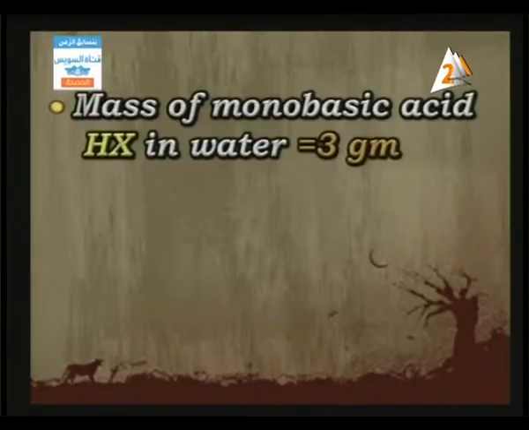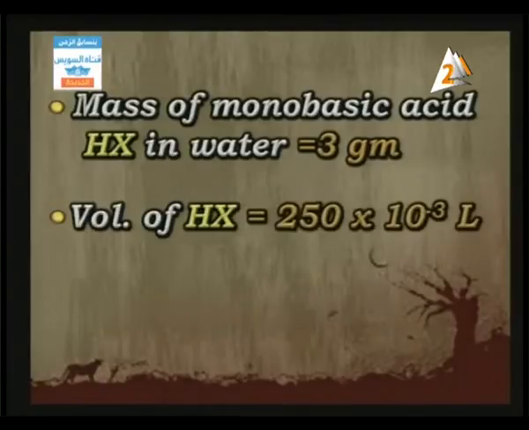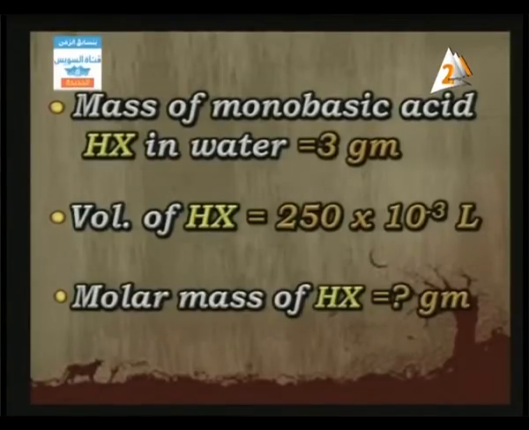What about the other part? The mass of the monobasic acid HX in the water is 3 grams. The volume of HX equals 250 times 10 to the power of negative 3 liters. Then you can arrive at the molar mass. The molar mass of HX equals question mark grams.